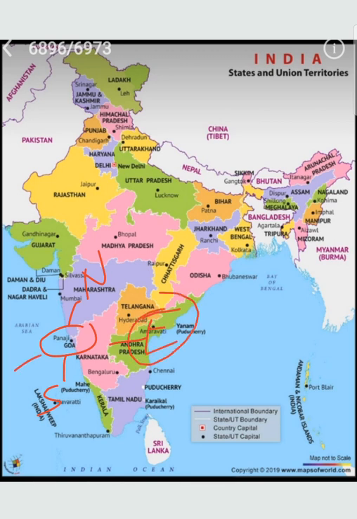Okay, so these are important things once you see the location of these three states: Gujarat, Goa, and Karnataka. Okay.